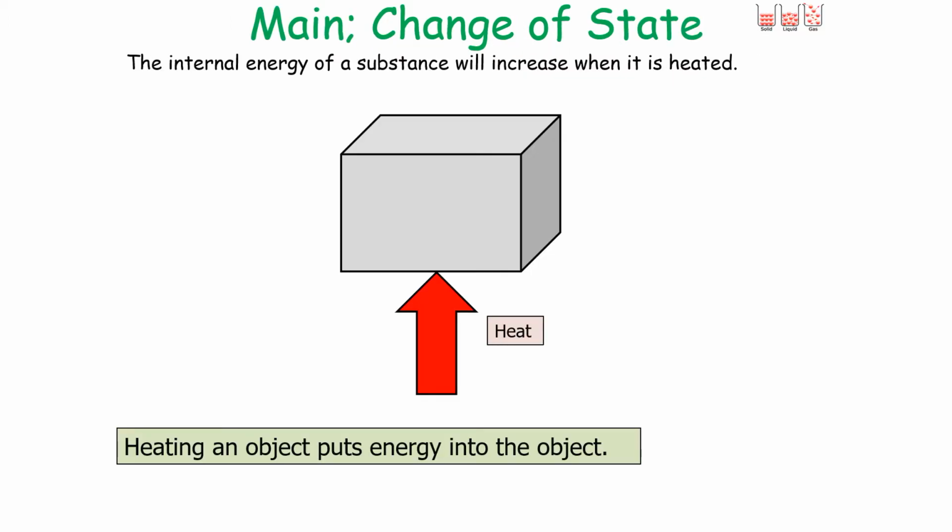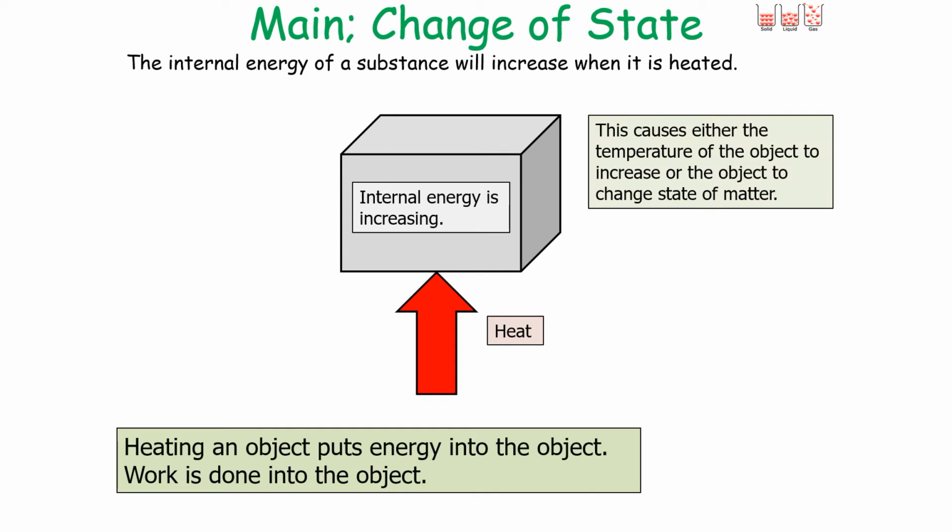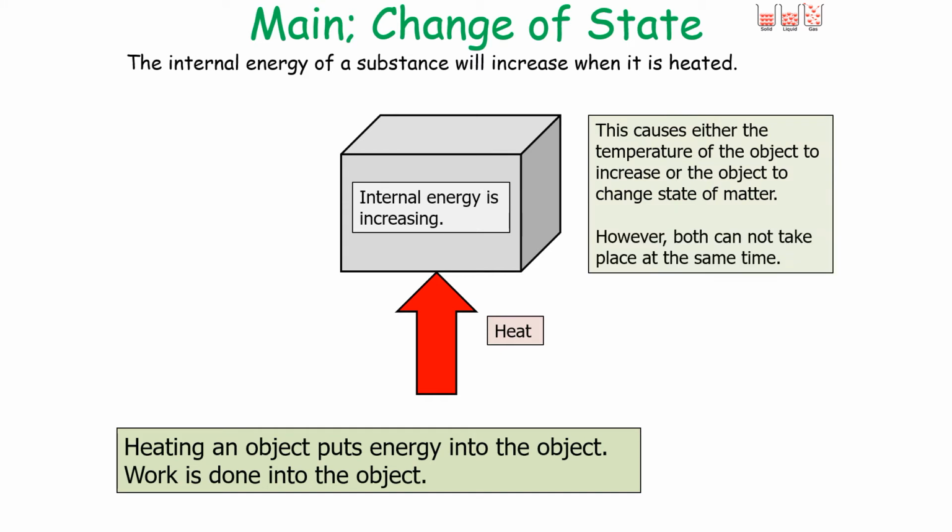So the internal energy of a substance will increase when it's heated. Heating an object puts energy into that object, or we say work is being done into the object. So when work is done into an object, the internal energy store of that object increases. Now this can cause either the temperature of the object to increase or the object to change its state of matter, but both can't take place at the same time. It is either one or it is the other.